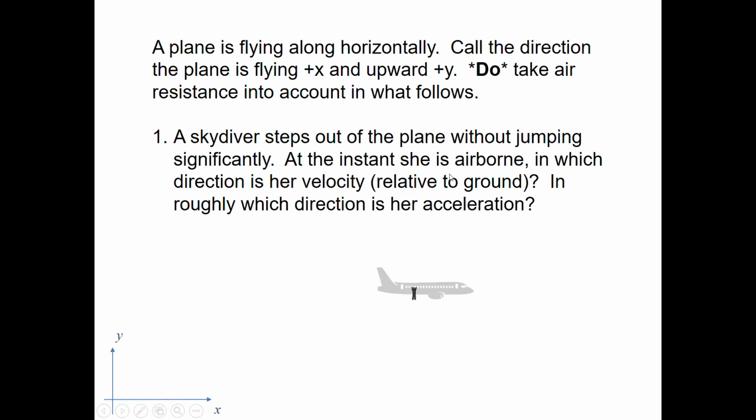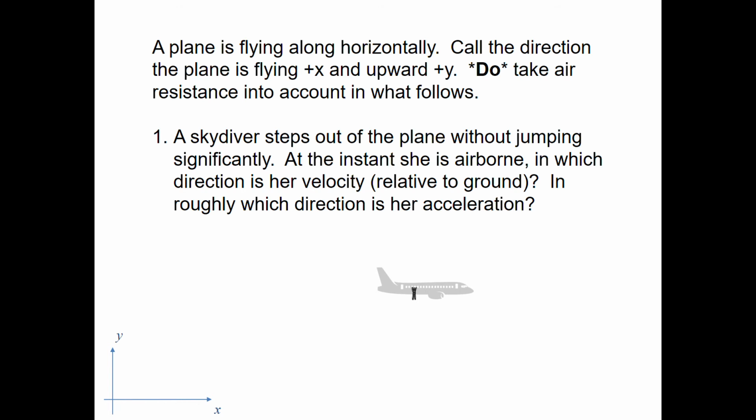This one's not really a voting question, but it's something just for discussion, so I'll try to do the discussion here solo, although we usually do it together. A plane is flying horizontally, shown in the picture. Call the direction the plane is flying plus x and upward plus y, so I've shown those axes down in the corner here. And we are going to take air resistance into account in what follows, because a skydiver is going to step out of the plane without jumping significantly.